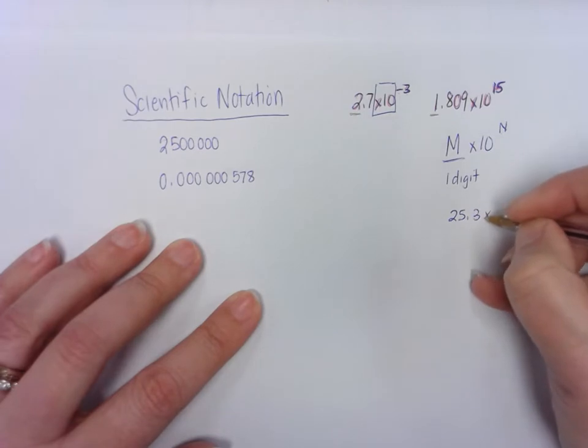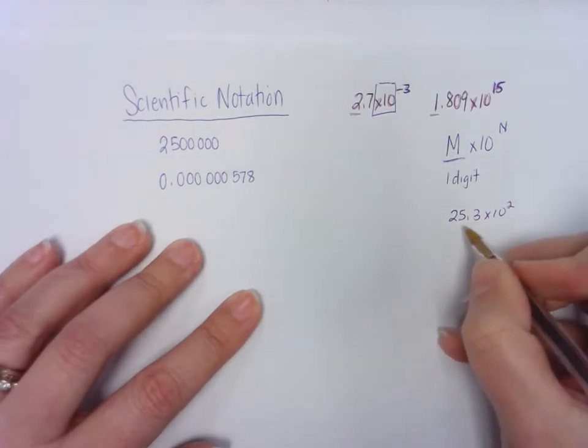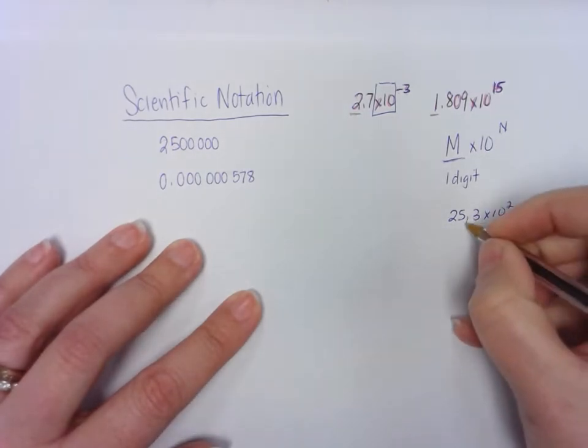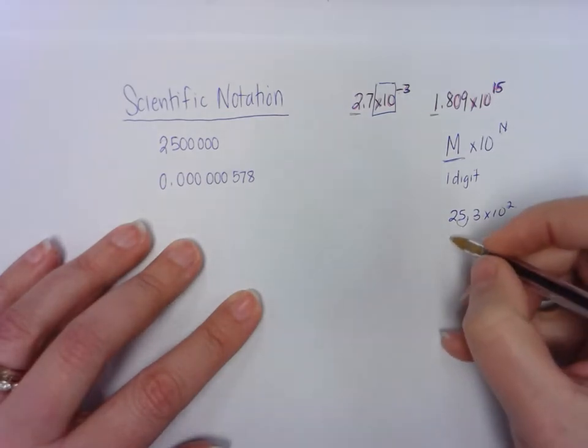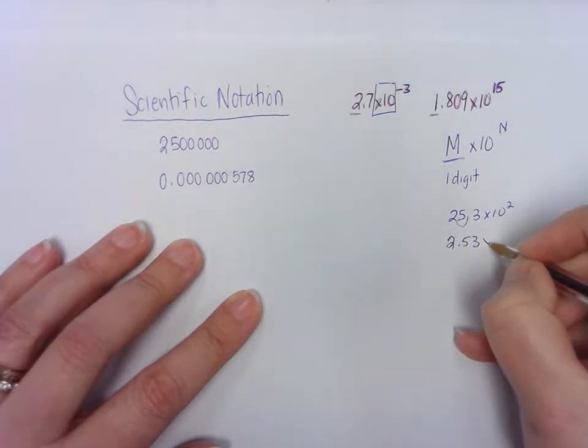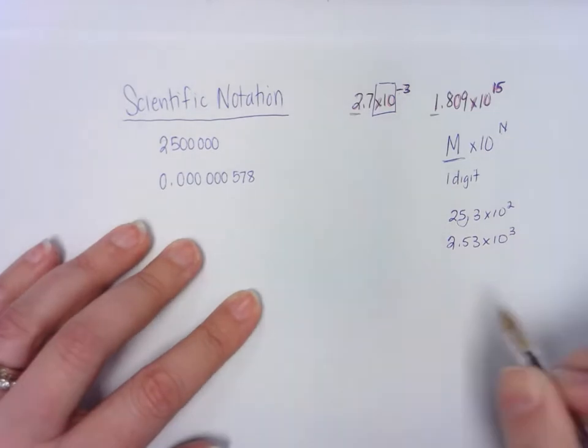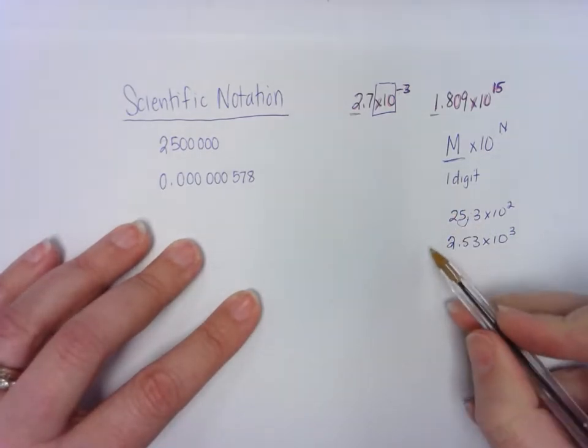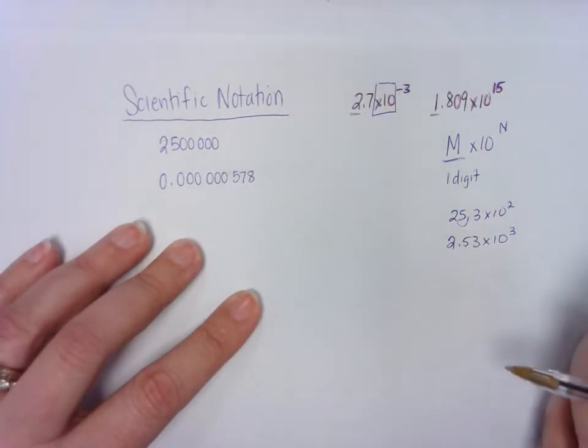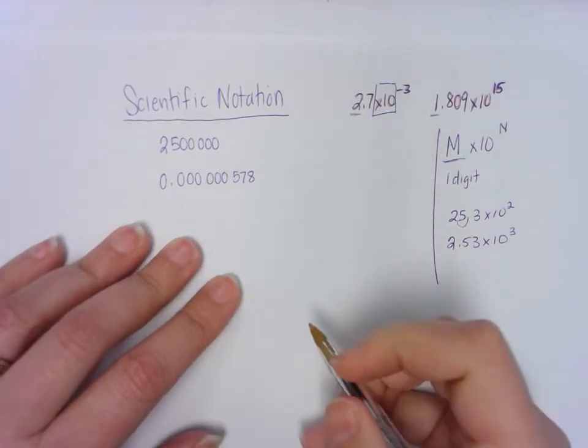If you see 25.3 times 10 to the second, this is not in the correct format. It could be changed. We could move that decimal over one more spot and we could go 2.53 times 10 to the third. So make sure that you're writing your numbers in the correct format with just one digit in front.